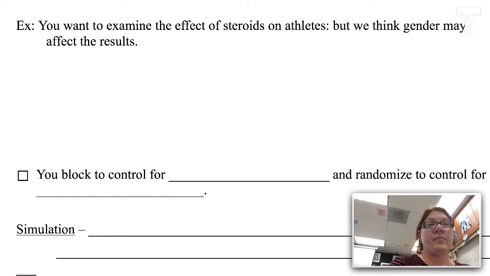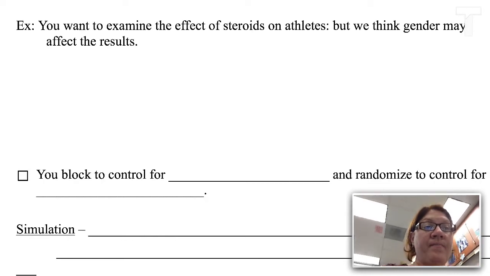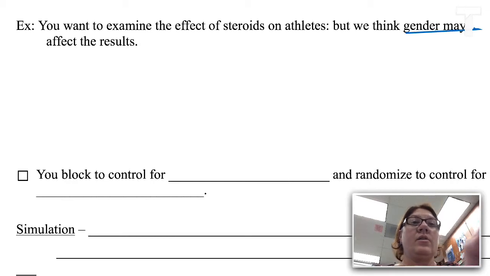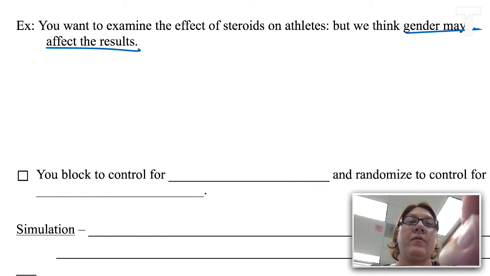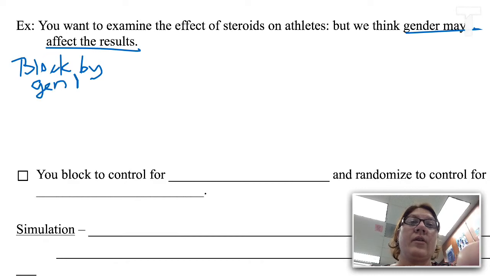So here would be an example where I might want to use blocking. If I can think of some characteristic that's going to affect my outcome, I would want to block for that. So in this particular problem, I think gender is going to affect the results. So I would first want to block by gender. And you'll always want to write this so that the person reading your paper knows exactly what you did.